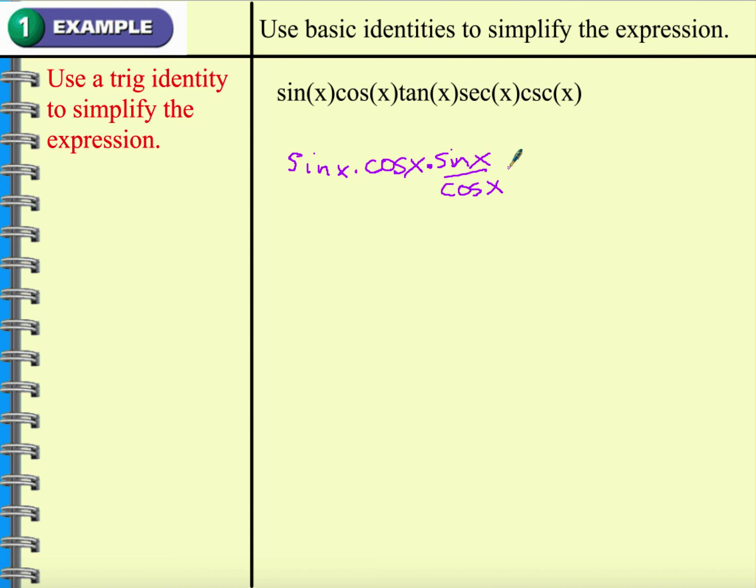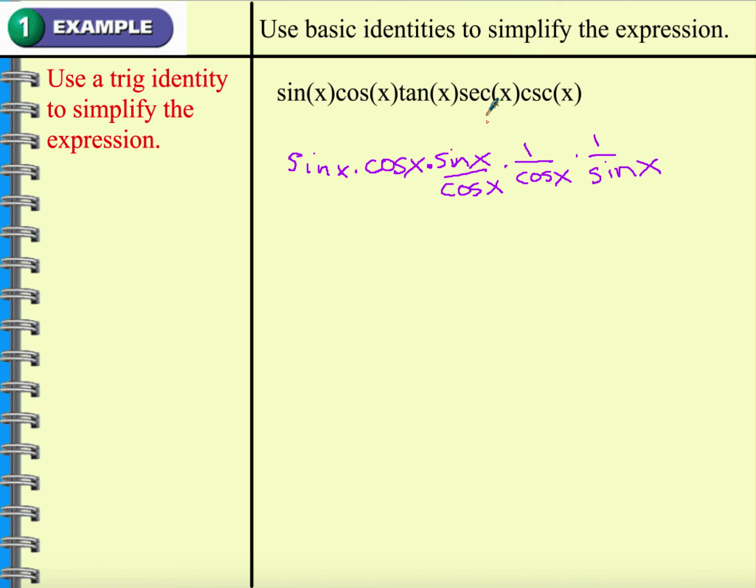Again, next we're multiplying by secant. I'm going to use my strategy of changing everything into sines and cosines, and I'm going to change secant into 1 divided by cosine. That's its reciprocal trig identity. Next, I'm going to change cosecant into, you got it, 1 divided by sine. So this is how we apply that strategy of changing everything into sines and cosines.